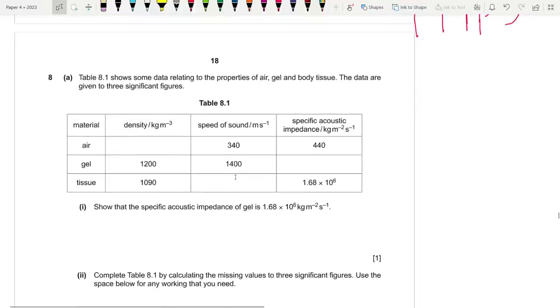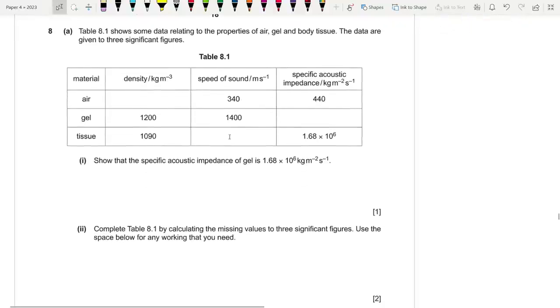Anyway, moving on to question number 8. Last 3 questions. We are going to be done soon, hopefully in 20 minutes. Table 8.1 shows some data relating to the properties of air, gel, and body tissue. The data are given to 3 significant figures. So show that the specific acoustic impedance of gel is this.